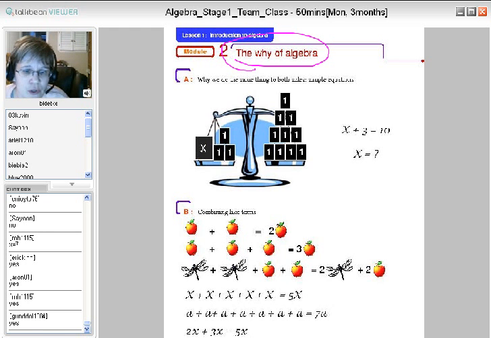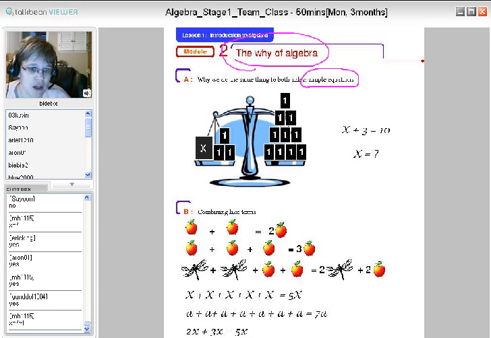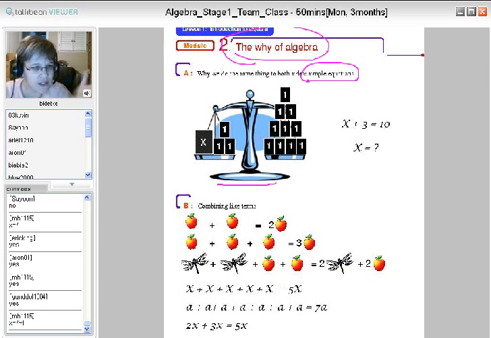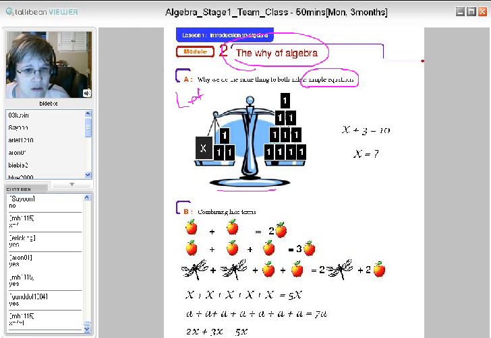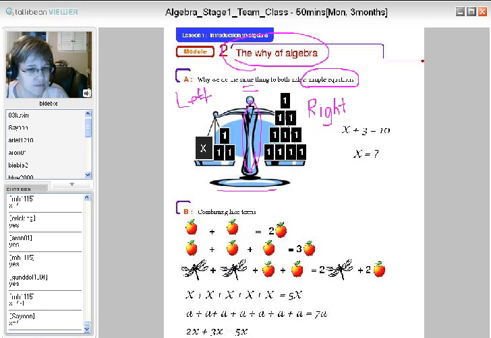Okay, so what we're going to look at first is a simple equation. Okay, and when we look at equations, you want to think of an equation as a balance scale. So as a scale, you have two sides. We have a left side and we have a right side. So this is my left side and this is my right side. And this part here is the equal sign. Okay, so the left side equals the right side.